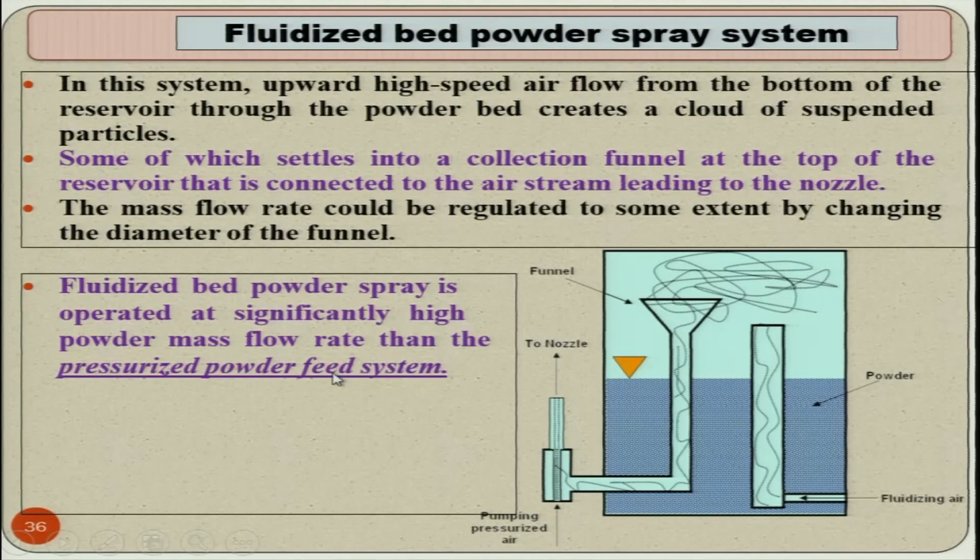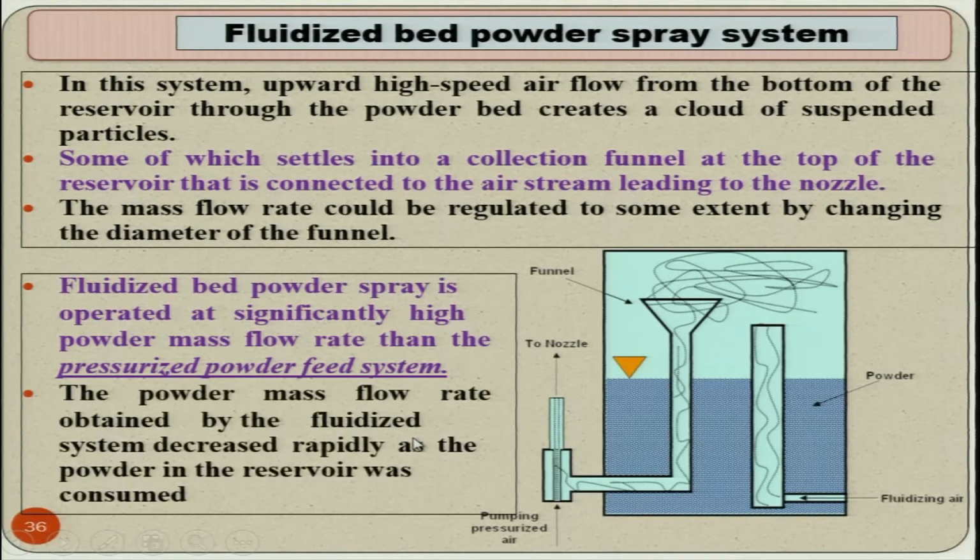This is the pressurized powder feed system we have already seen. So, in this particular case of fluidized bed powder spray, the high powder mass flow rate is obtained compared to the other system which we have already discussed. The powder mass flow rate obtained by the fluidized system decreases rapidly as the powder in the reservoir is consumed.